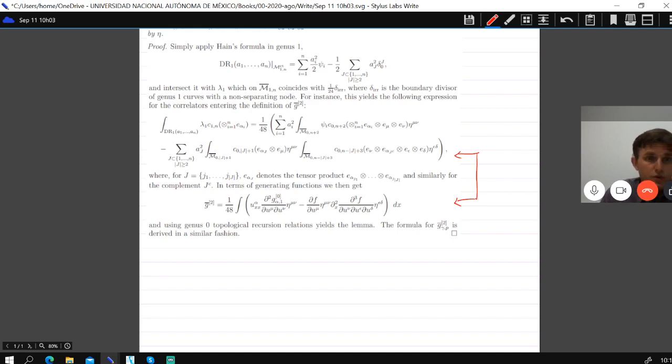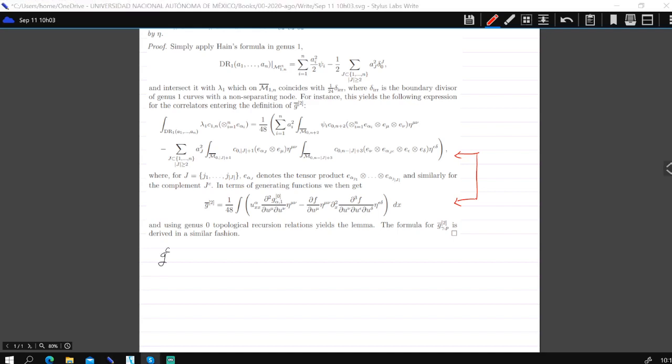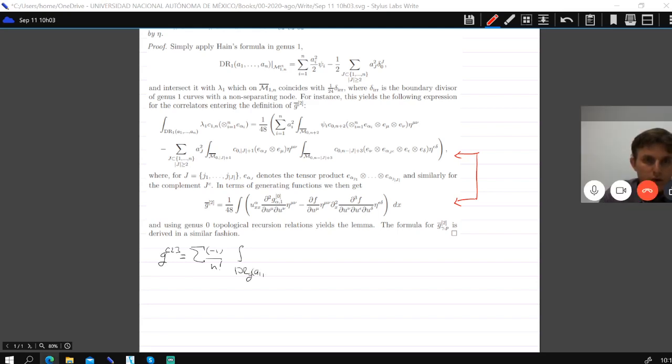So at the end, what we want to compute. We have that G2 is equal to the sum, formally (-1)^n over n factorial, and here we put the integral over the moduli space, E1 through En, lambda 1, C1, then we multiply by the product of psi alpha I, AI.